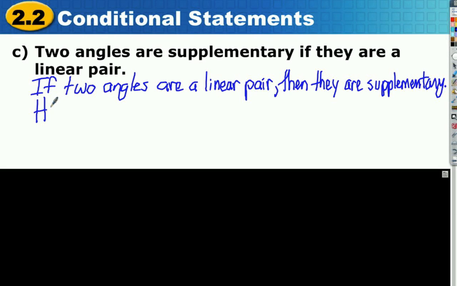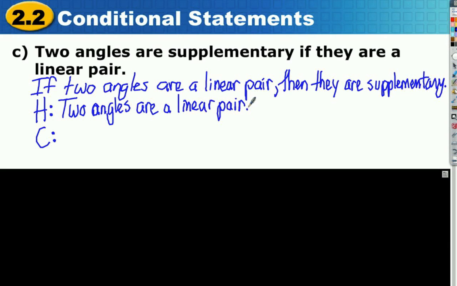And the hypothesis and the conclusion. What's the hypothesis in this case? The hypothesis. Dalton, and then we'll go to Ania. Two angles are a linear pair. And so what's the conclusion, Ania? They are supplementary. Very good.